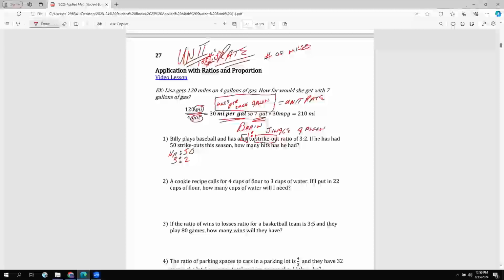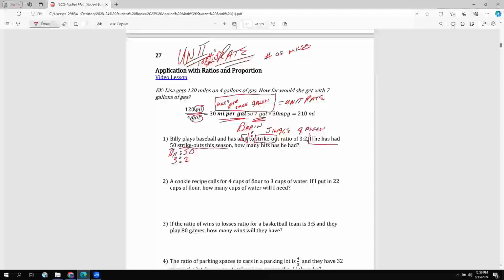Now, look at the next piece of information they give you. Notice that's a period, right? They're going to start a new sentence. Look at the new sentence. It has a lot of information. There's some good information coming up. If he has had 50 strikeouts this season, how many hits did he have?